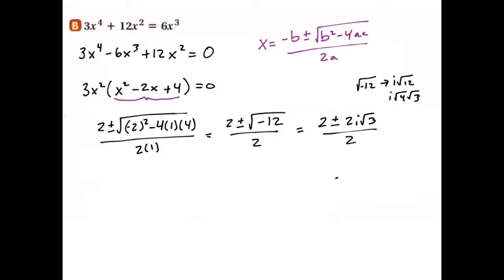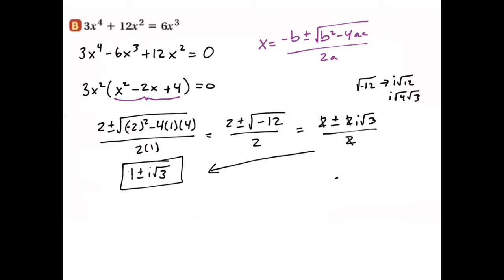Well, that can be simplified because this is divisible by 2, divisible by 2, divisible by 2. So we end up with 1 plus or minus i square root of 3. This is two of our answers.